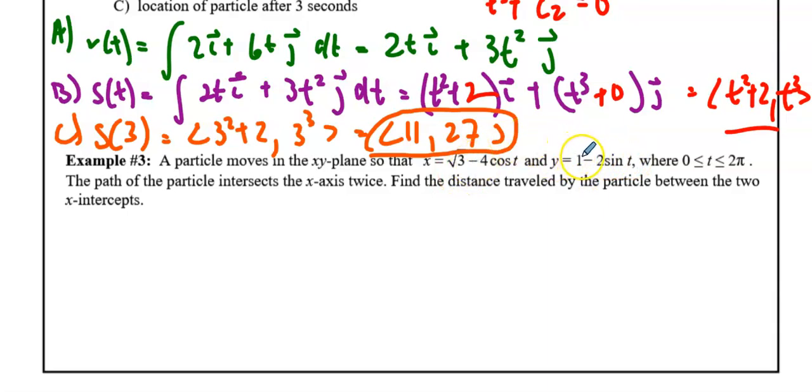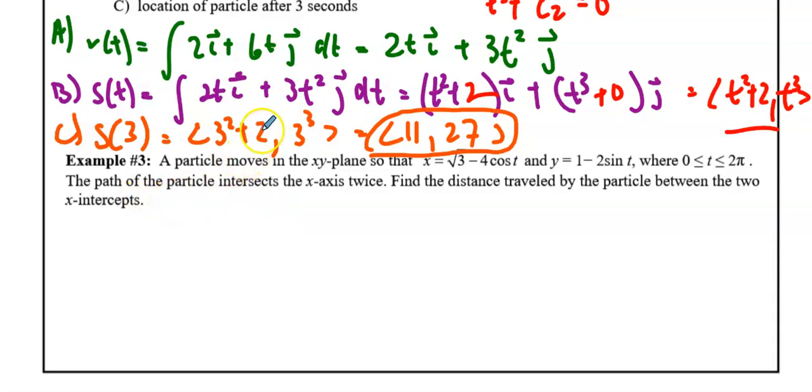That's the best thing that I can say about these problems, is that we have 2 parametric equations, so we can kind of relate these things to what we need to know. It says the path of the particle intersects the x-axis twice. All right, so that's important for us to figure out what to do with that. Find the distance traveled by the particle between the 2 x-intercepts.